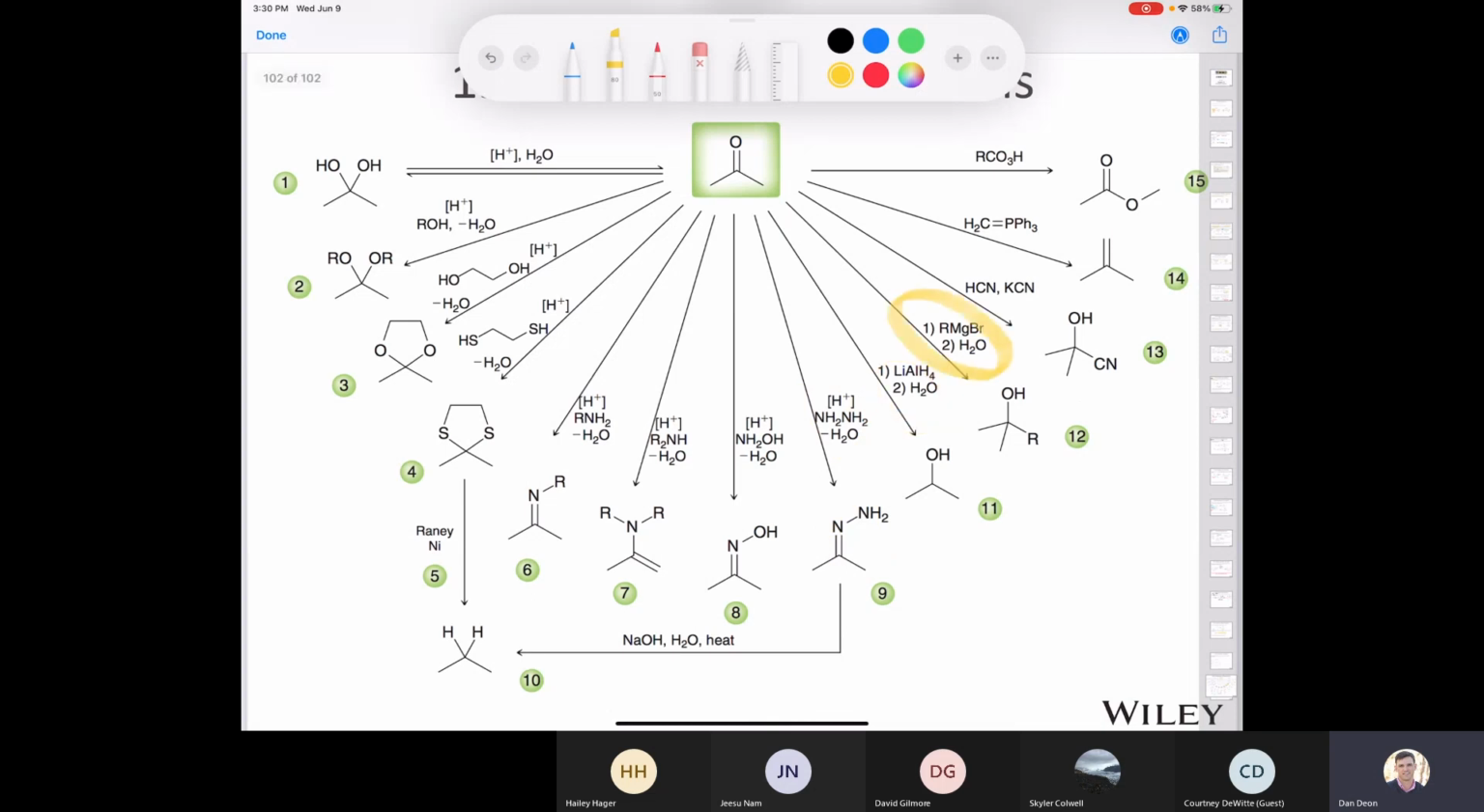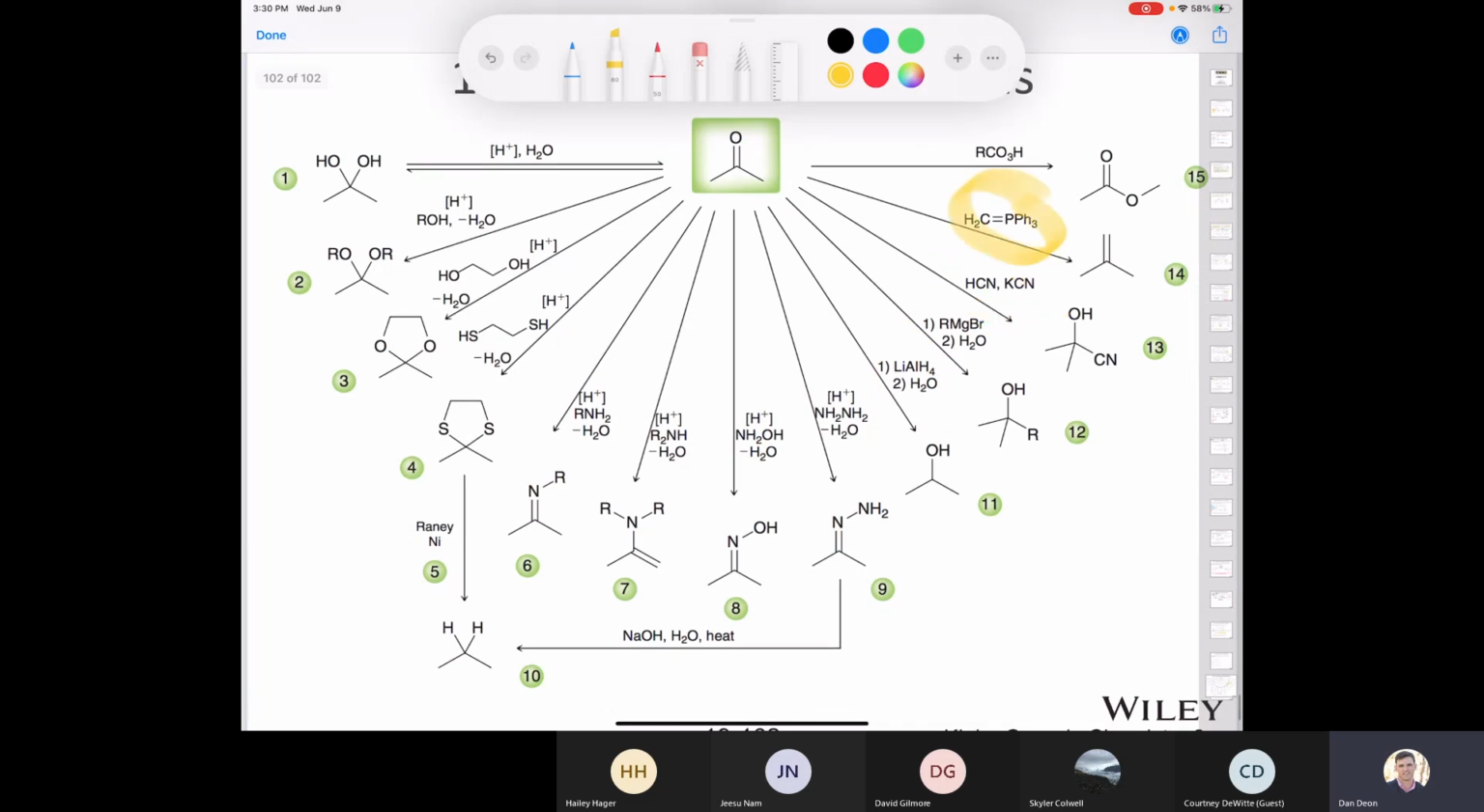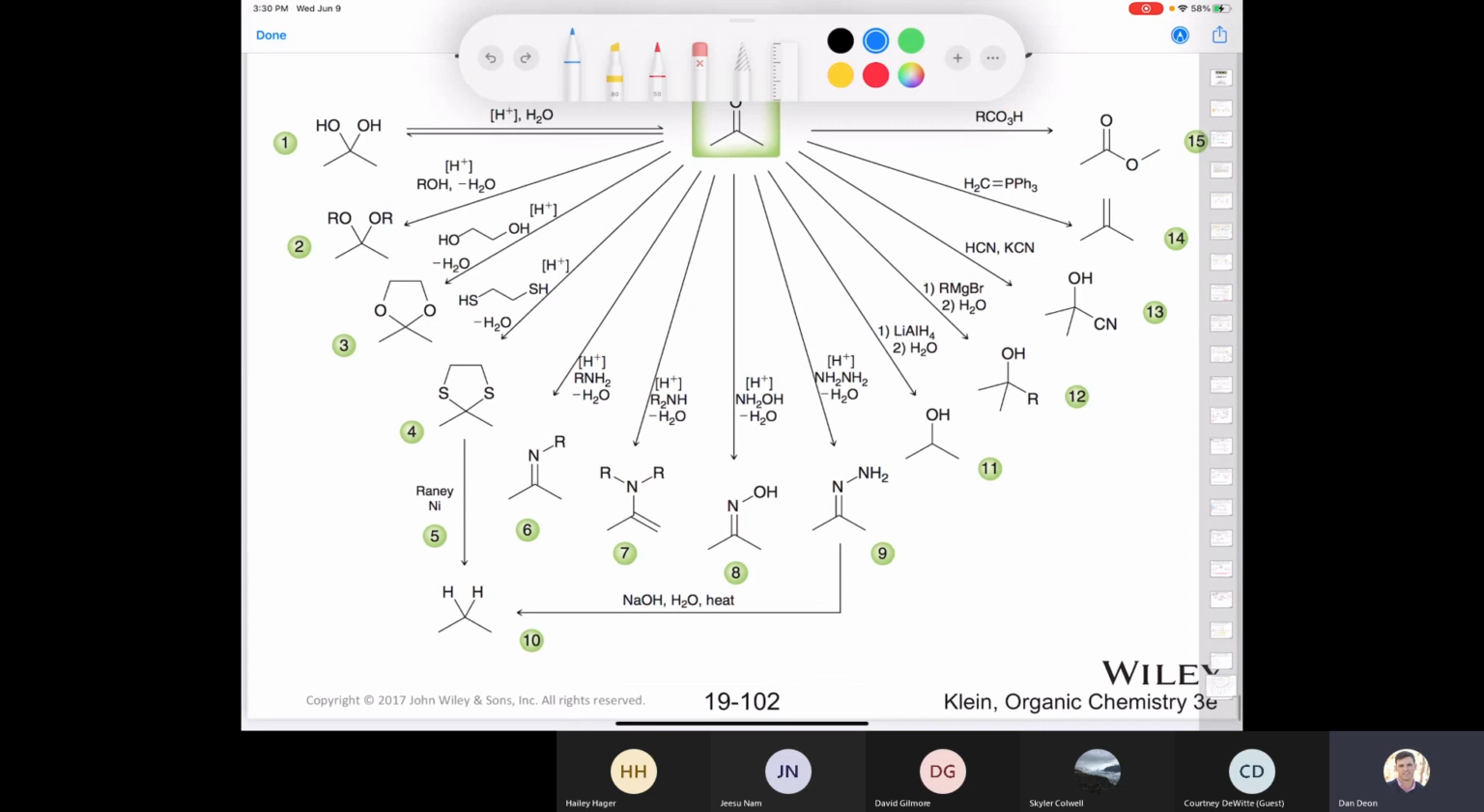You want to know your Grignard chemistry, your cyanohydrin formation, your Wittig chemistry, and the Baeyer-Villiger reaction, which is the last one. So that's a lot. You know, what else? I'm missing one here. Oh yeah, the Wolff-Kishner, right? This one down here.